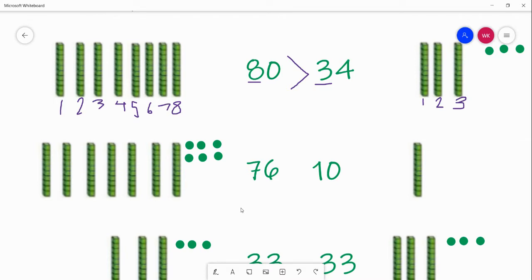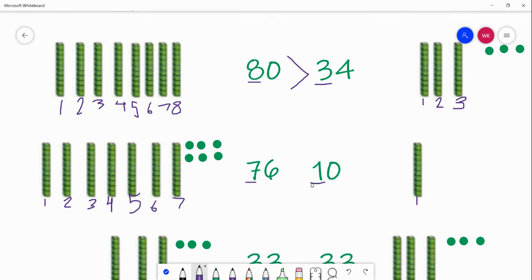All right, let's go over this problem. We're going to count out our tens first. We have 1, 2, 3, 4, 5, 6, 7. So we have 7 tens over here, and then we have 1 ten over here. So 7 tens is greater than 1 ten, also looking at our visual representation. So we can say that 76 is greater than 10. The bigger part, the opening part, will always go towards that greater number.